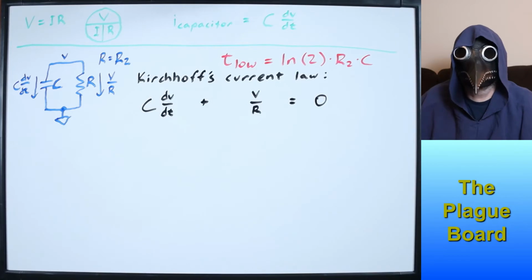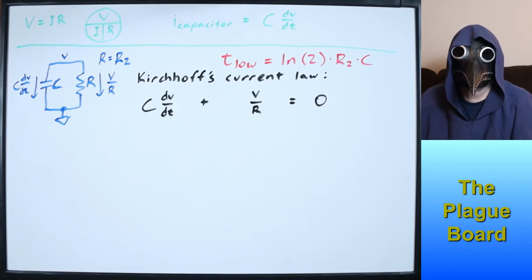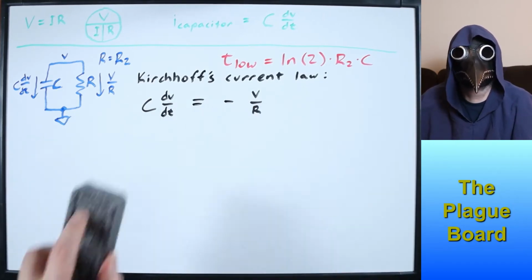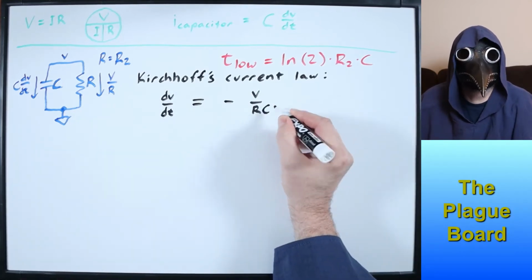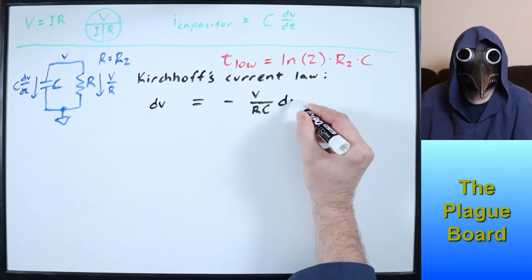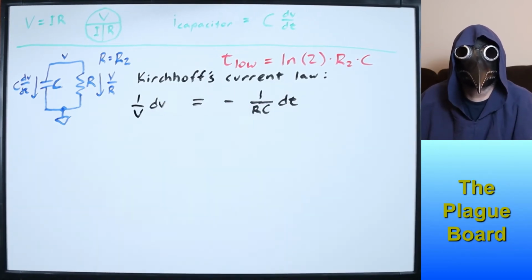What we have here is a differential equation, and the first thing I want to do is to separate the variables, which are V and T, voltage and time. So first, I'll subtract V over R from both sides. Next, I'll divide each side by C. Now, I'll multiply each side by dt. Then, I'll divide each side by V. Now, all the V's are on the left side and all the T's are on the right side of the equation.